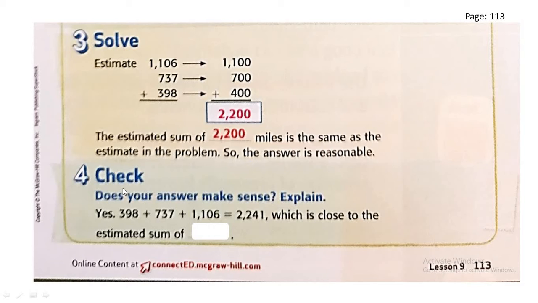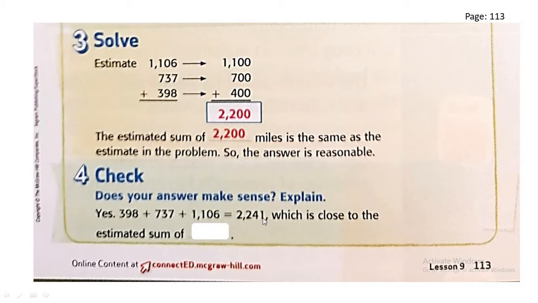Okay, good. Now we have to check if our answer is right or correct, or it makes sense or not. Does your answer make sense? Explain. Okay. How can we say yes or no? We should get the exact answer to compare it with the estimation, right? So we will find the sum of these three numbers and we will get the exact answer, 2,241, and we will compare it with the estimation we got, right? They are very close. Can you see that?